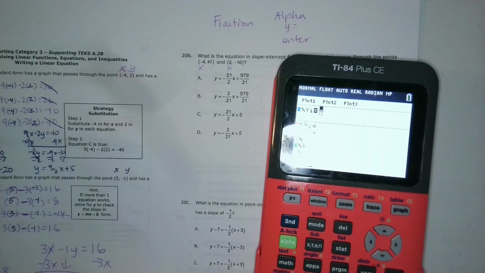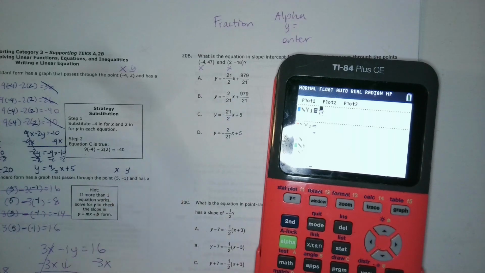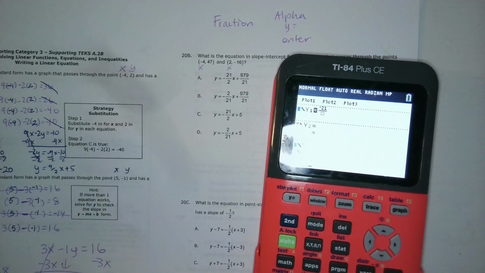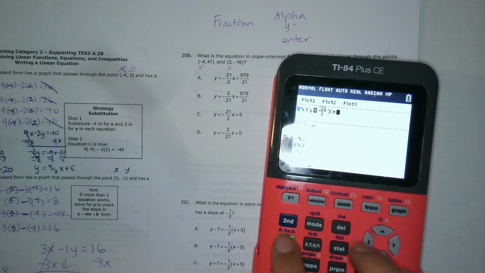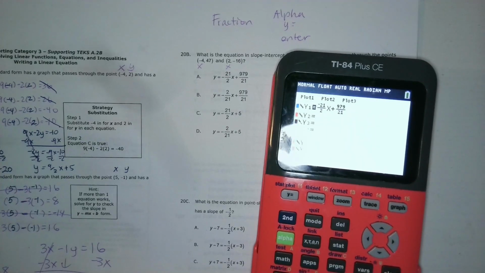I hope you don't mind, I'm going to do this fast. Notice there's a negative. Please don't forget those negatives. You can just put it on the top. Negative 21 on top, 2 on the bottom. Go to the right, put x. Plus, again, alpha, y equals, enter. 979 on top, 21 on the bottom, enter.